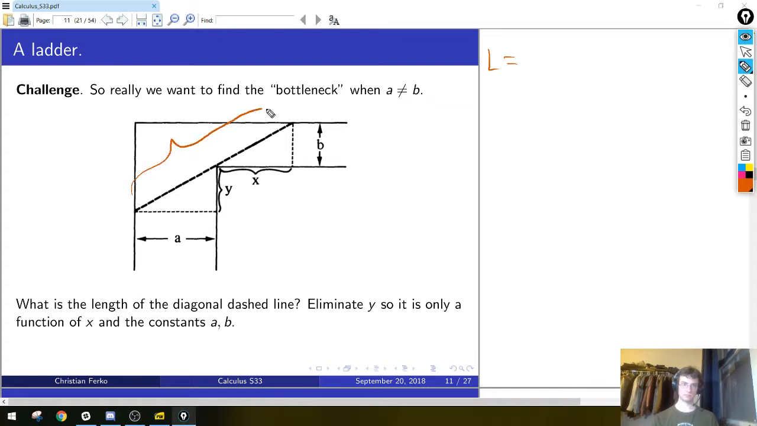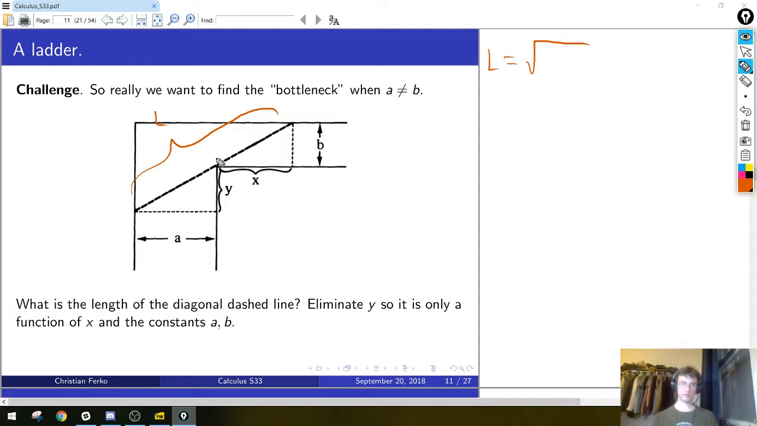So the length of this is going to be the square root of a plus x squared plus y plus b squared. I did that backwards. A plus x quantity squared plus y plus b quantity squared.